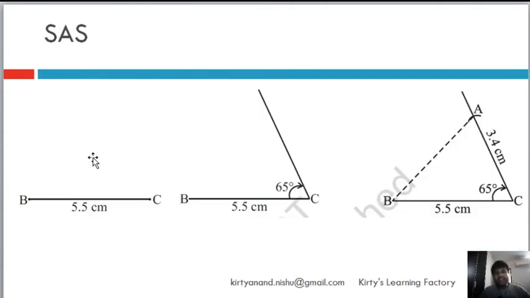Then I have SAS. Okay, then I have SAS. What it means is that for two triangles, if two sides and the angle between those two sides are equal, for two different triangles, those two triangles will be congruent.